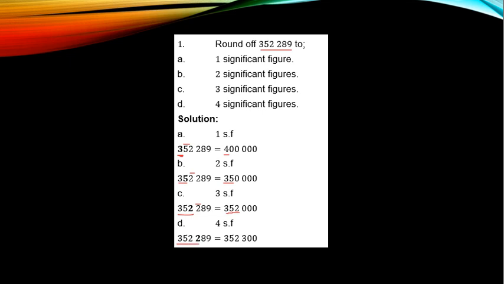Alright. D, 4SF. In 4SF, we are interested in 3522. That is the first 4 non-zero numbers from the left. The next number is 8, and 8 falls in the category of rounding up to 1. You round up to 1, you add it to 2, it becomes 3. So we have 3, 5, 2, 3. The rest two digits, 8 and 9, become 0. So this is how we round off numbers to significant figures.